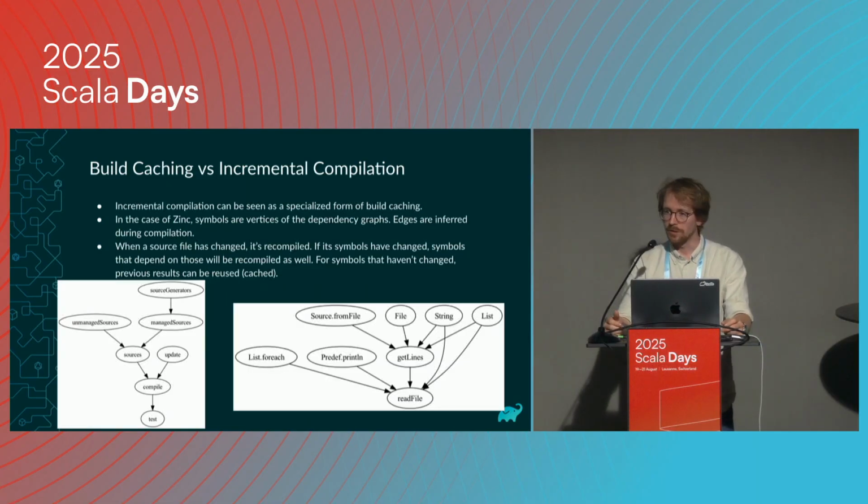I think most Scala engineers are also familiar with the concept of incremental compilation. So just as an aside, we can also say that incremental compilation is some form of build caching. If you're familiar with Zinc, you may know that it takes the symbols that are defined in your source files and builds a graph of it. The symbols that are defined, like the classes, the values, the methods that you define, are the nodes of this graph, and the dependencies between those are the edges.